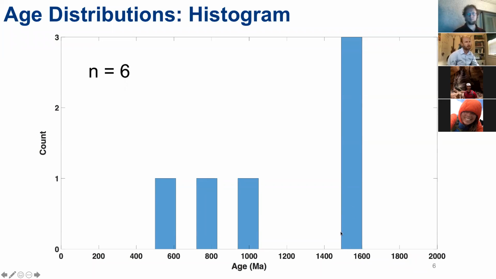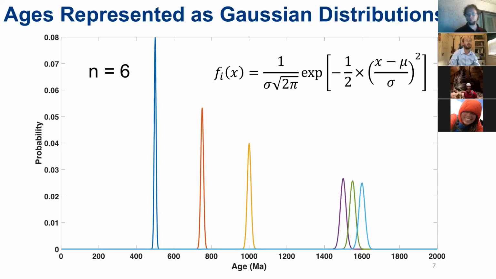But most often people don't look at these as histograms these days. What we do is convert each of the individual ages into a Gaussian curve. So again, here are those 6 ages: 1, 2, 3, 4, 5, 6, and the width of those Gaussian curves is set by the analytical uncertainty. Because uncertainty scales with age, the younger ages are going to have a smaller uncertainty, and the older ages are going to have a larger uncertainty.